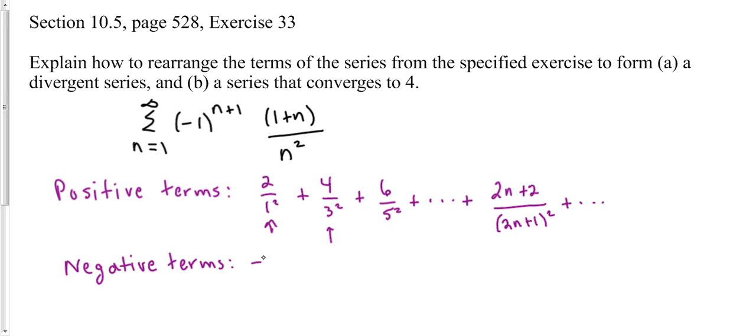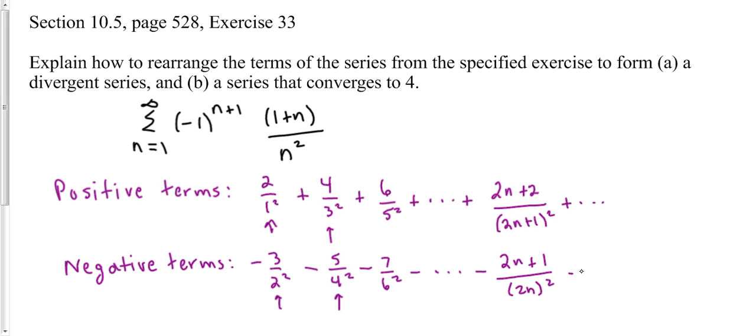And then our first negative term is negative 3 over 2 squared. And then we have negative 5 over 4 squared. And then we have negative 7 over 6 squared. And again, if we start renumbering our n values, so this is n equals 0 and this is n equals 1, our general term is going to be (2n + 1) over (2n) squared, and that will continue.